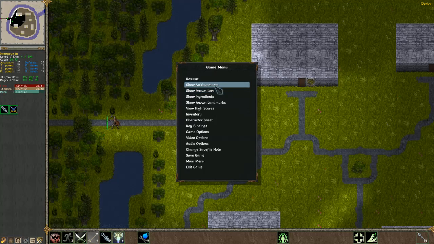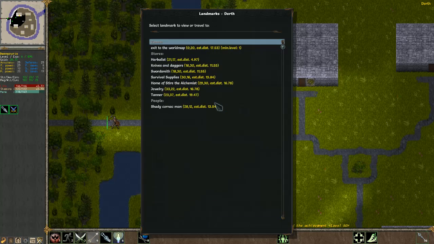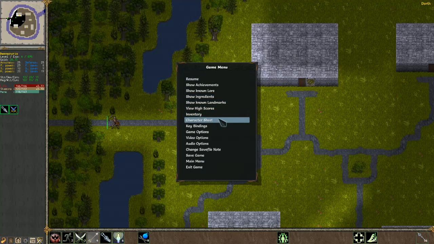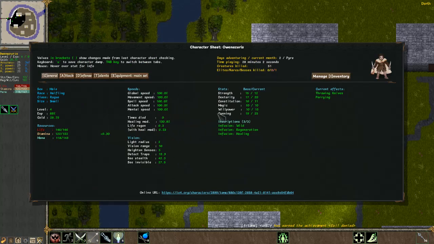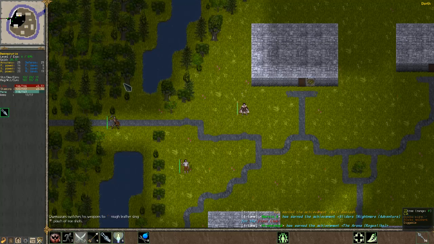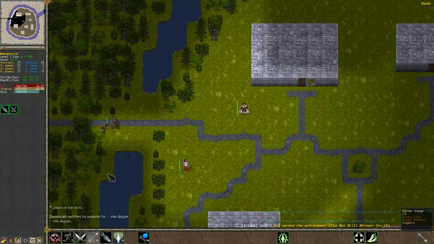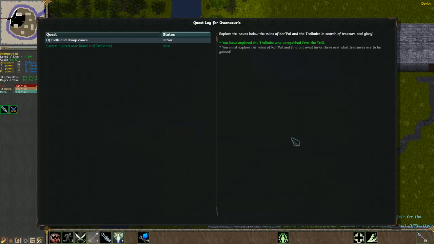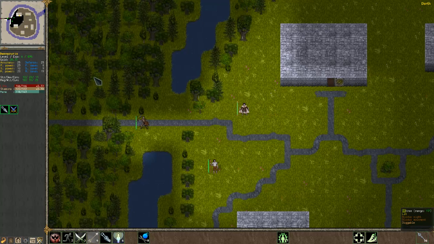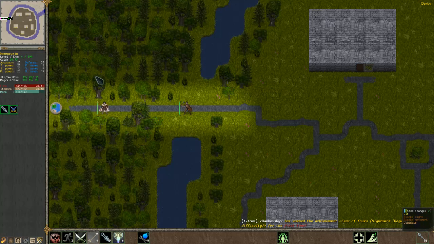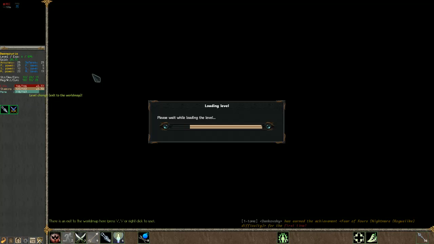So, let us show our quest that we are on. Show known landmarks, okay. Character sheet here. Oh, journal. J for journal. So we still have to explore the ruins of Korpol and find out what treasures are there. Now that might be game over because the boss there is the Shade, usually.